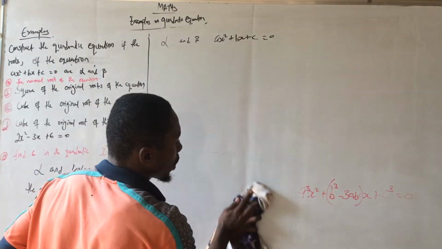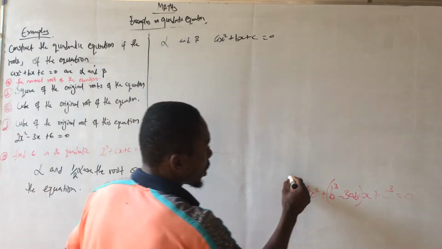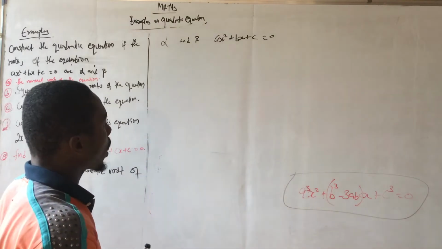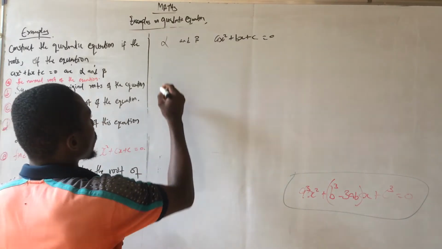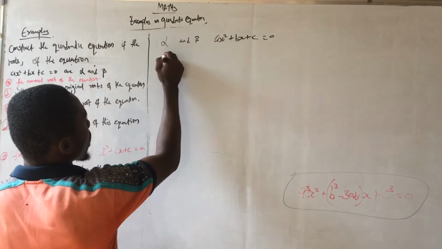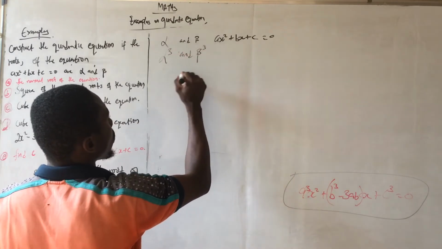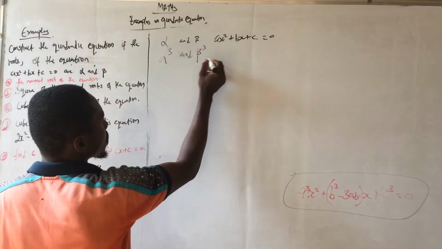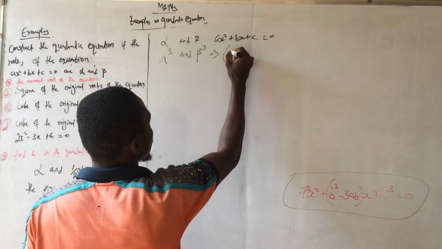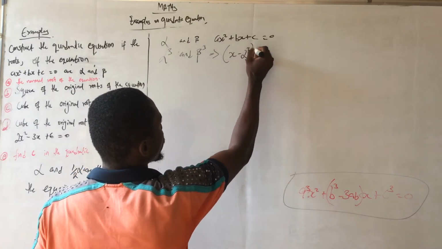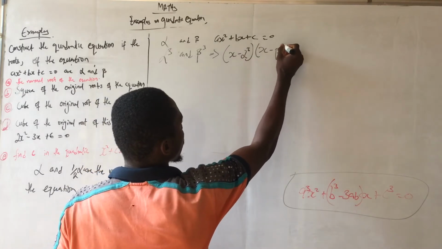So let me leave the answer. Let me leave this one. Now, using the other method, since we are concerned with alpha cube and beta cube, what we are going to do now is: x minus alpha cube, x minus beta cube.